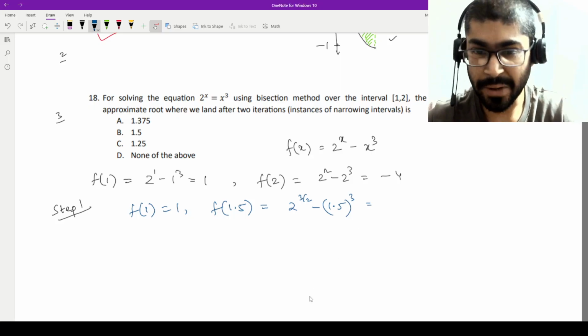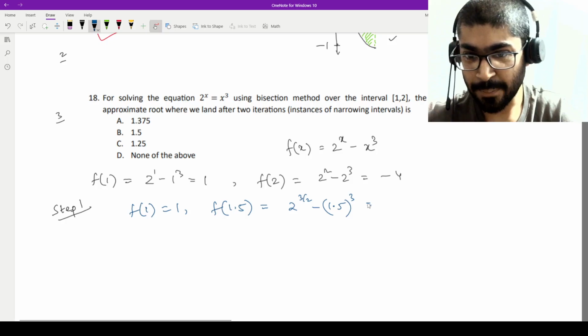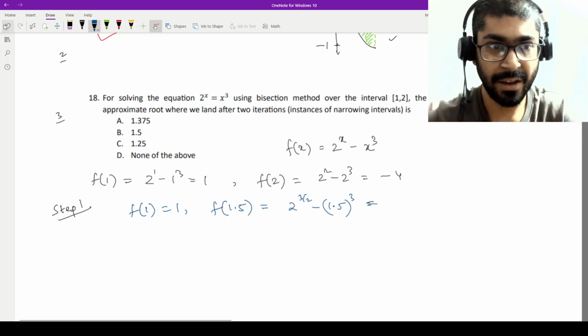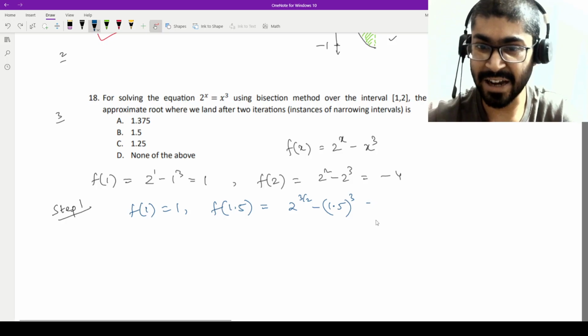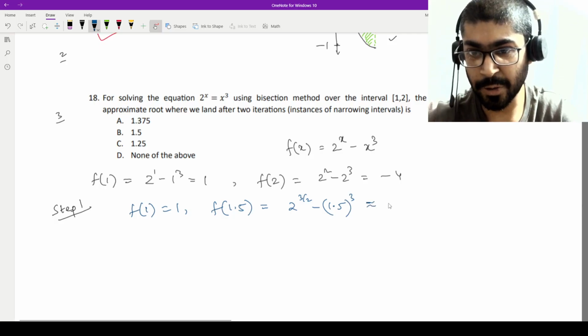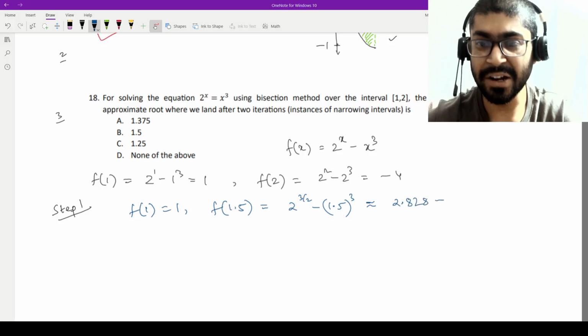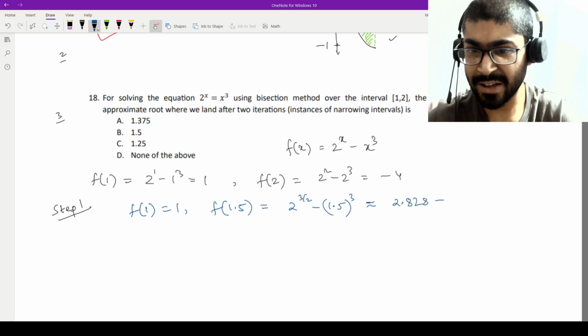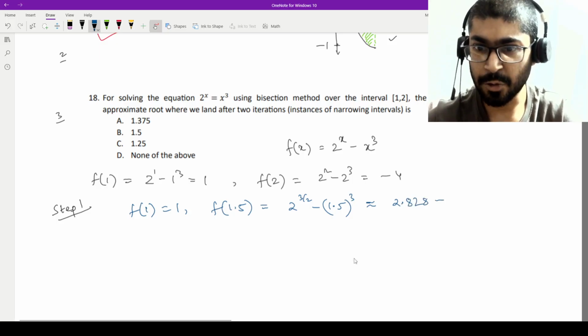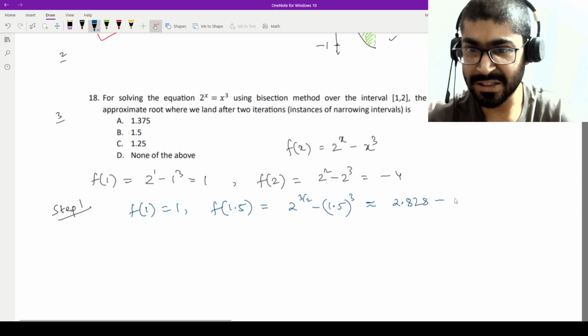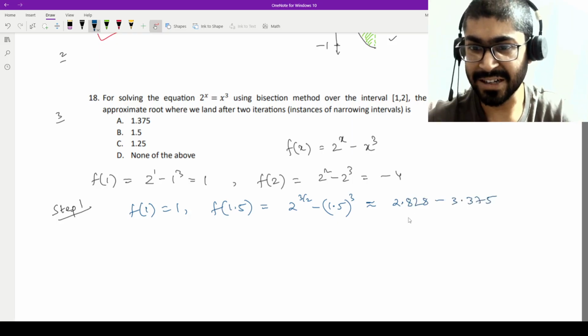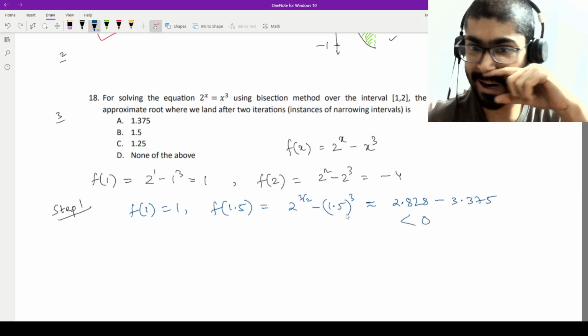Root 8 would be approximately 2.8. We know that, right? The exact 3-digit value is 2.828. And 1.5 cube, 15 cube, you know this as 3375. You can calculate it, 225 into 15. So 3375 means you will have 3.375. Whatever it is, the result is negative, less than 0, since this is larger.